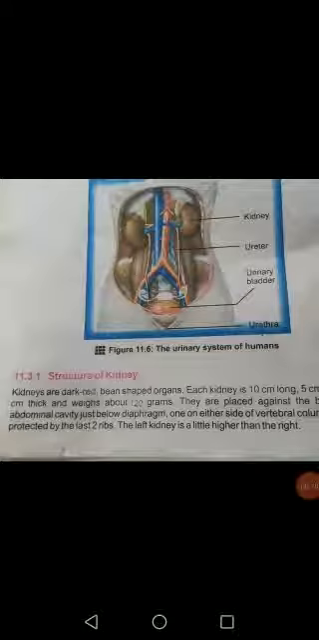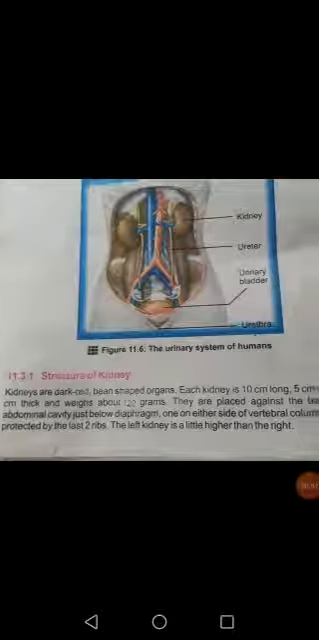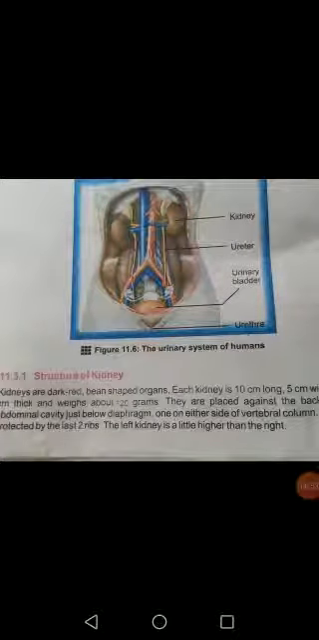In humans, there are two kidneys, and they are dark red in color. Shape wise, they are bean shaped. Each kidney is about 10 centimeters long, 5 centimeters wide, and 4 centimeters thick, and its weight is about 120 grams. Location wise, they are placed against the back wall of the abdominal cavity, just below the diaphragm.